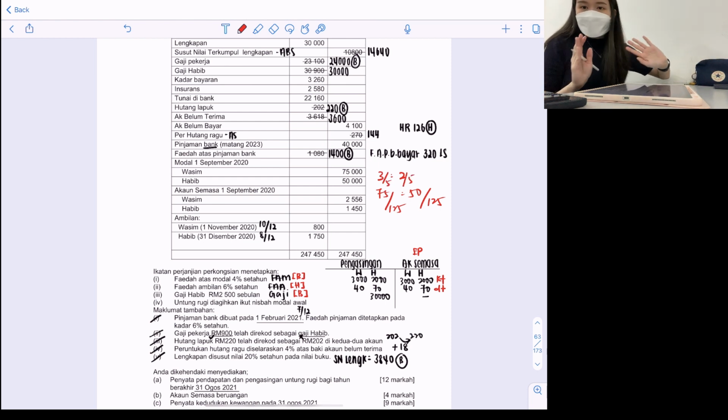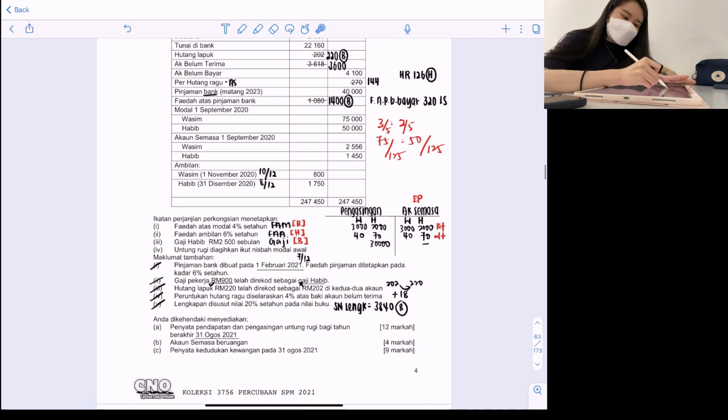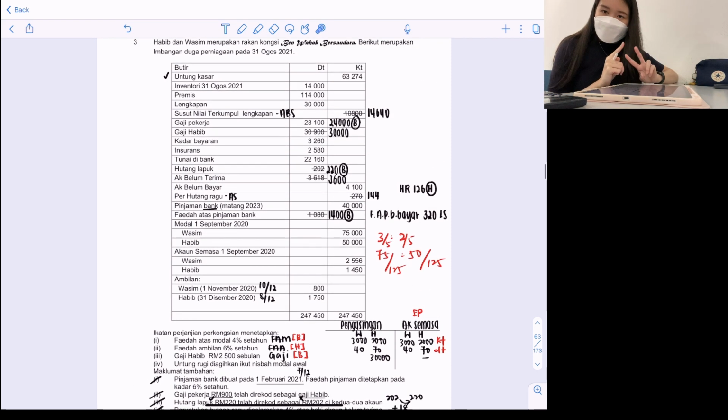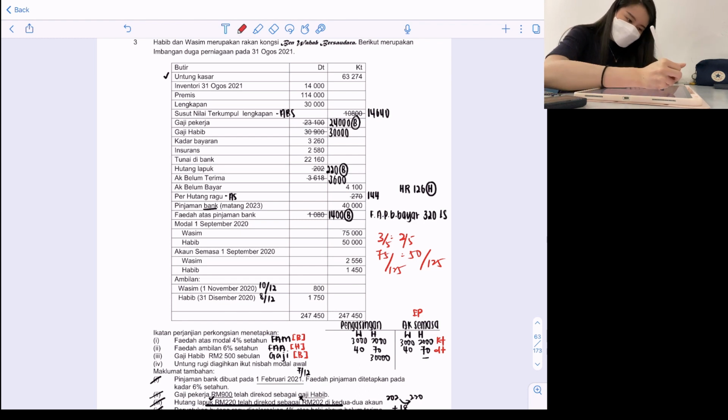Okay, so let's go ahead and start with answering part A. Now this question, they actually provided it with untung kasar, so all you need to do is just to plus hasil minus belanja. So I'm going to go ahead and label quickly for my hasil and my belanja so I can easily see them. Now gaji Habib is no longer needed, yeah.